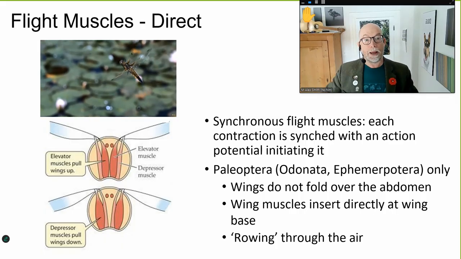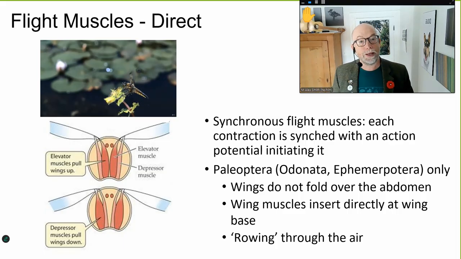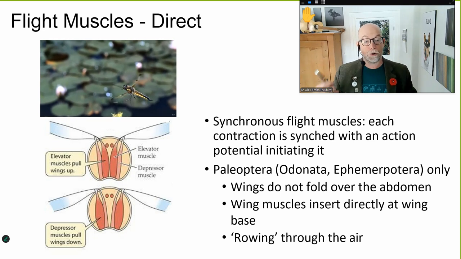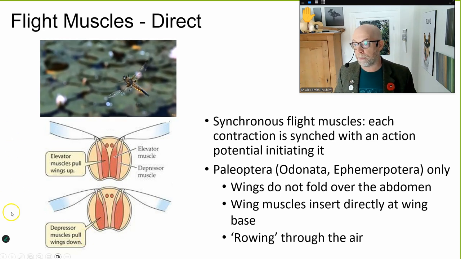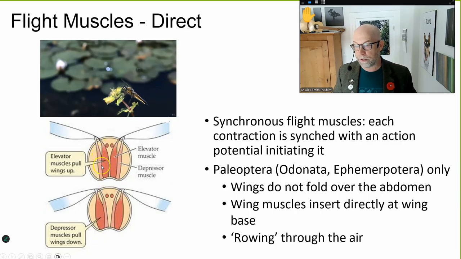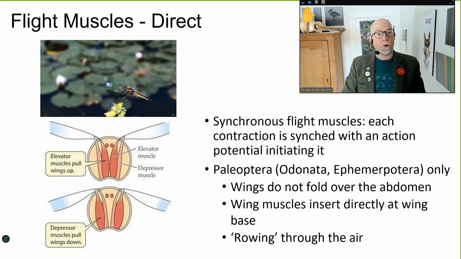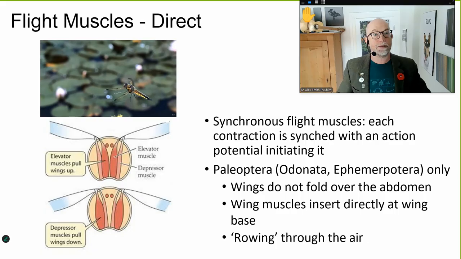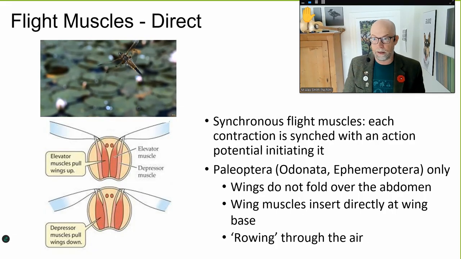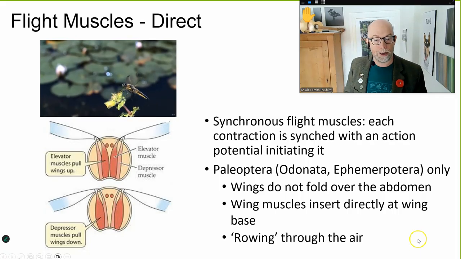And then for the Paleoptera, so the Ephemeroptera and the odonates writ large, the wings can't be folded, and the wing muscles connect directly to the wing, and they insert at the base. And that's what this diagram is showing here. So we've got elevator and depressor muscles that are basically pulling the wing bases up and down. So the analogy that's made at the bottom is that this is kind of like the muscled rower sitting in the boat and then rowing that odonate through the air.